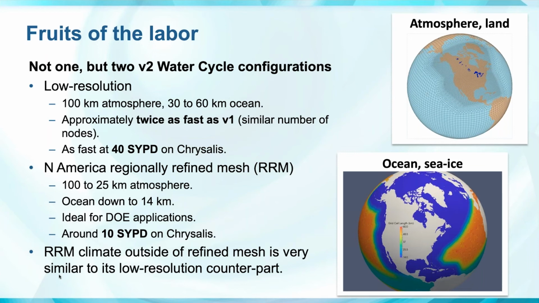And then furthermore, we think that the RRM produces a very similar climate outside of the refined mesh as it does in the low-res model. So the RRM model can really be used as a full climate model. It doesn't have to be used in the nudge mode and just focusing on the refined region.